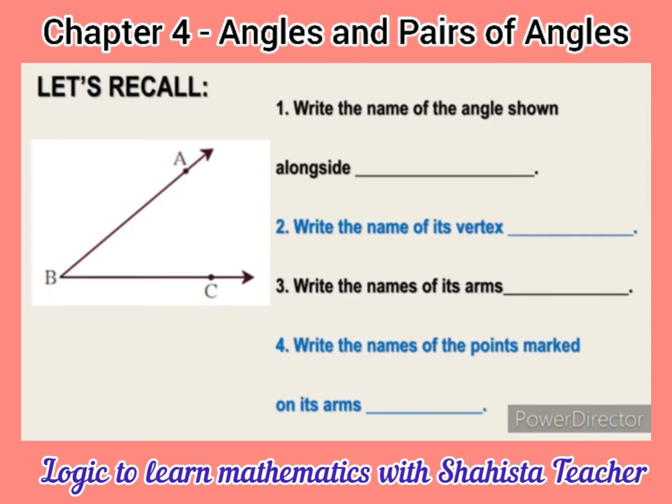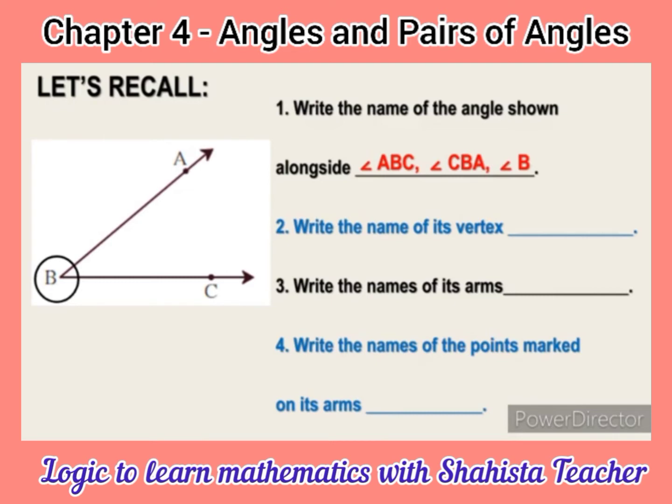So here, as you can see, angle ABC is the angle. So we can write here angle ABC. Now, how many angles can we show here? Angle ABC and angle CBA. Is that clear? B is the vertex point. Angle B is the vertex point. Is that clear, my dear students?